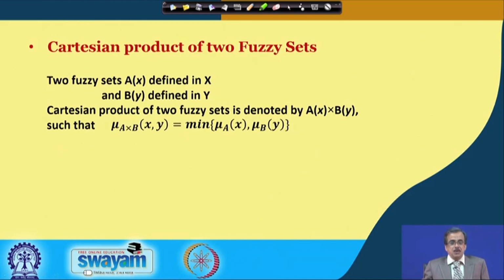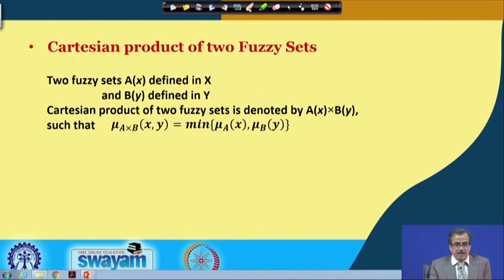Now, let us see how to find out the Cartesian product of two fuzzy sets. Let me consider that I have two fuzzy sets, A(x), that is defined in the universe of discourse capital X, and another fuzzy set B(y), that is defined in another universe of discourse.